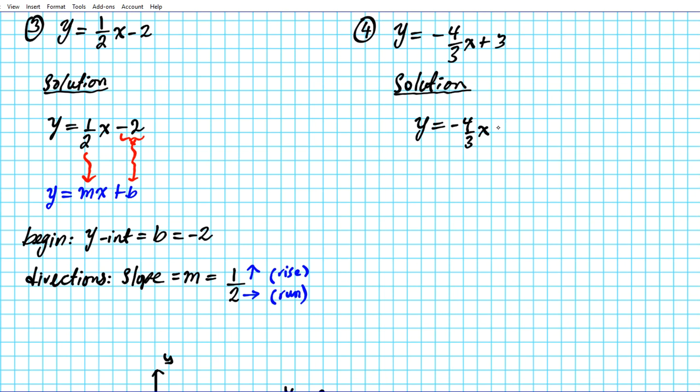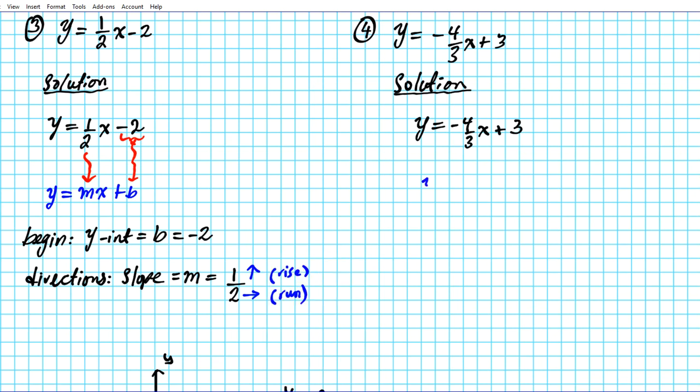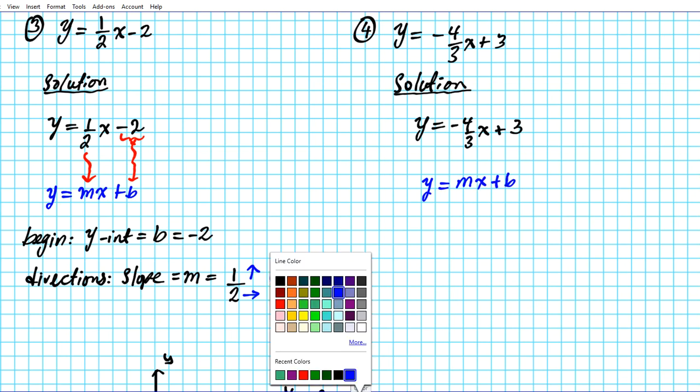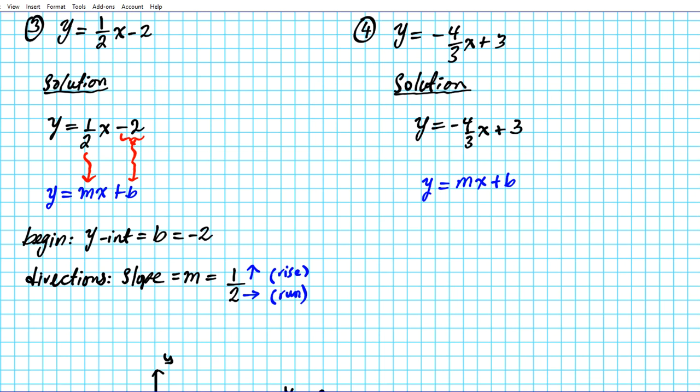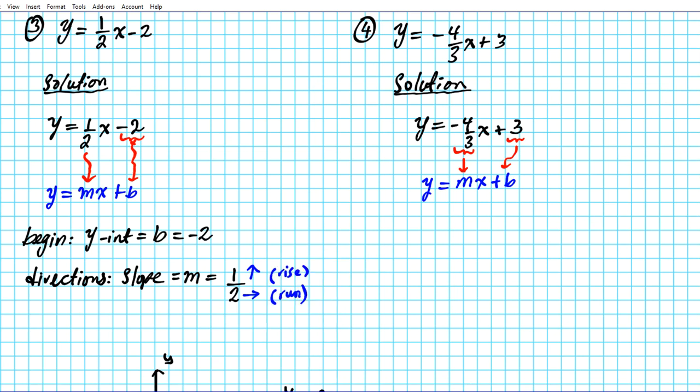x plus 3. And then the formula that will guide our determination of m and b is the slope-intercept form, y equals mx plus b. So from this setup, we can clearly see that our m is -4/3 and our b value is +3. Okay, so we know where to begin and we know what our directions are to find the second point.